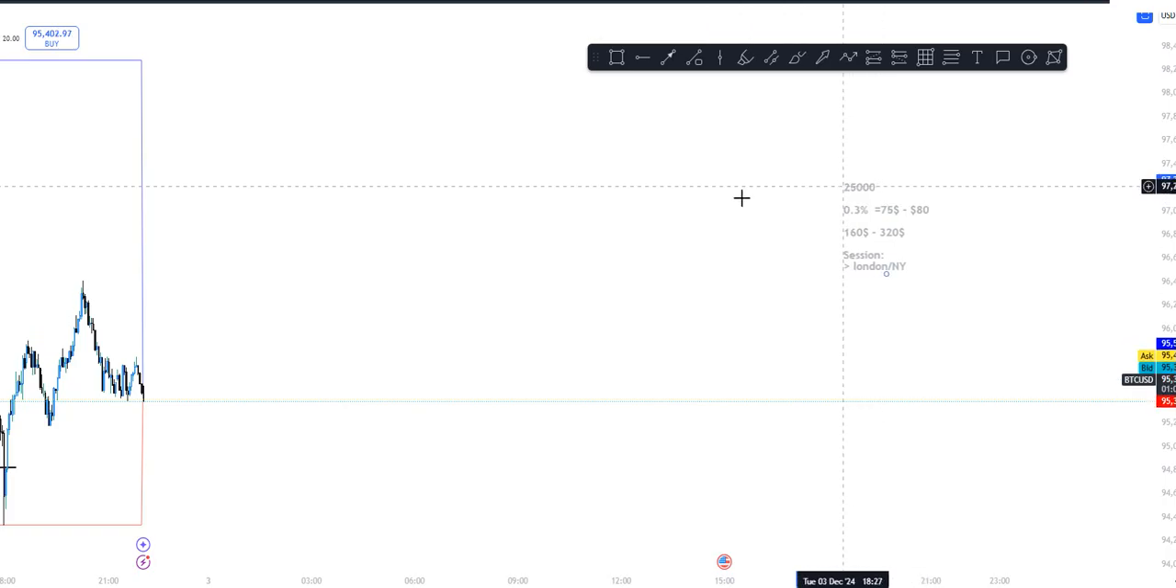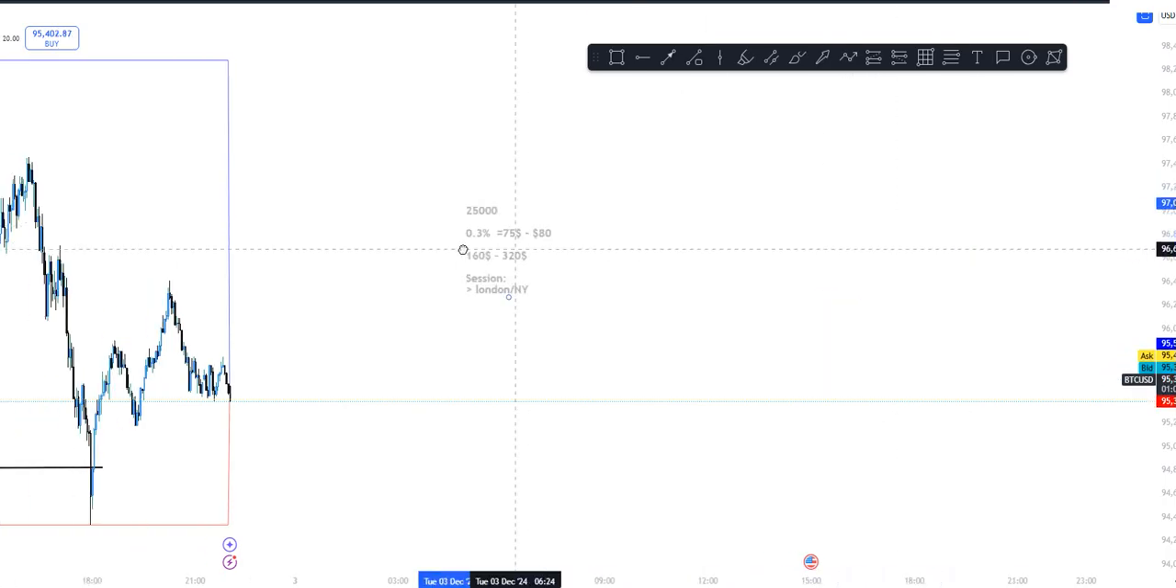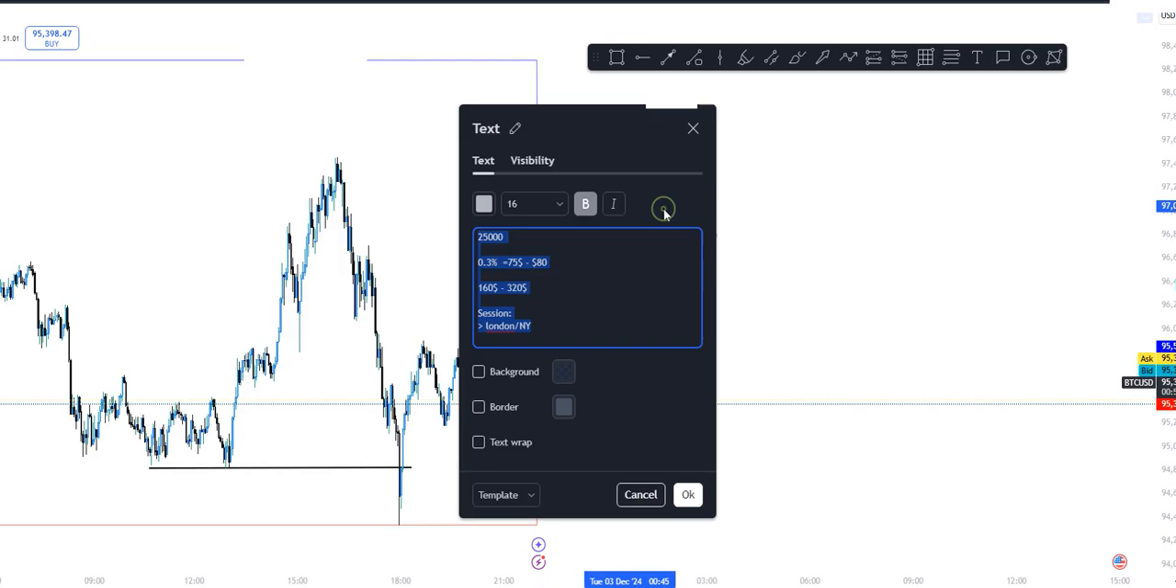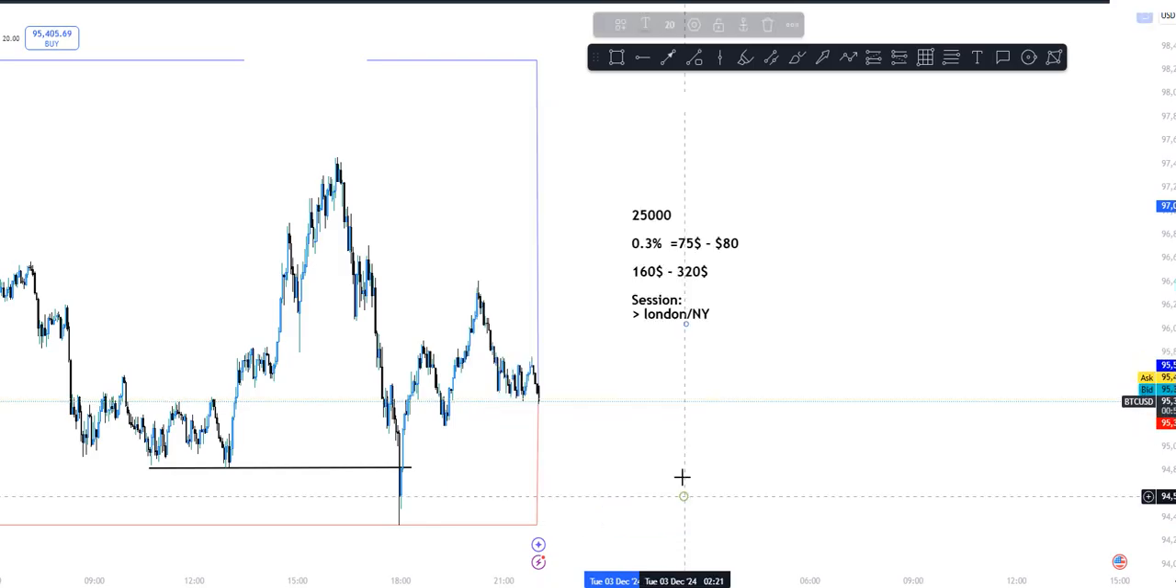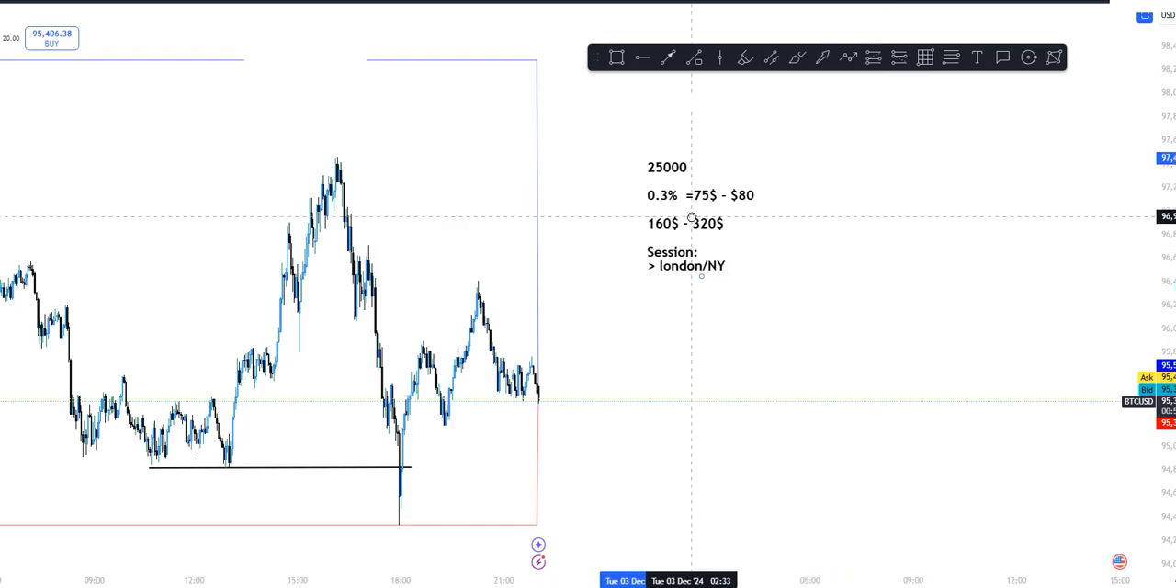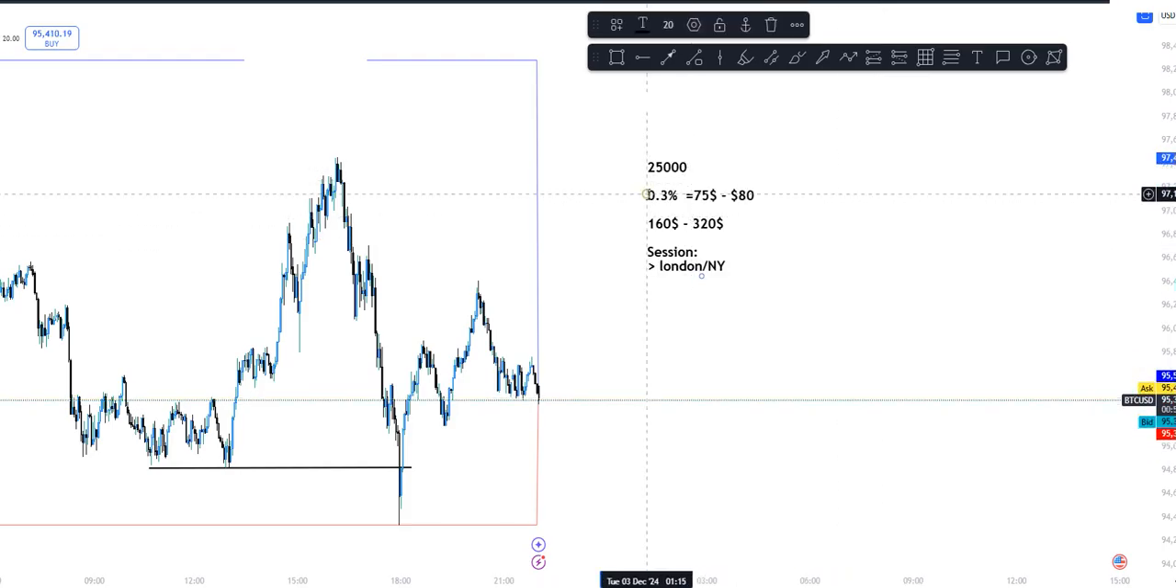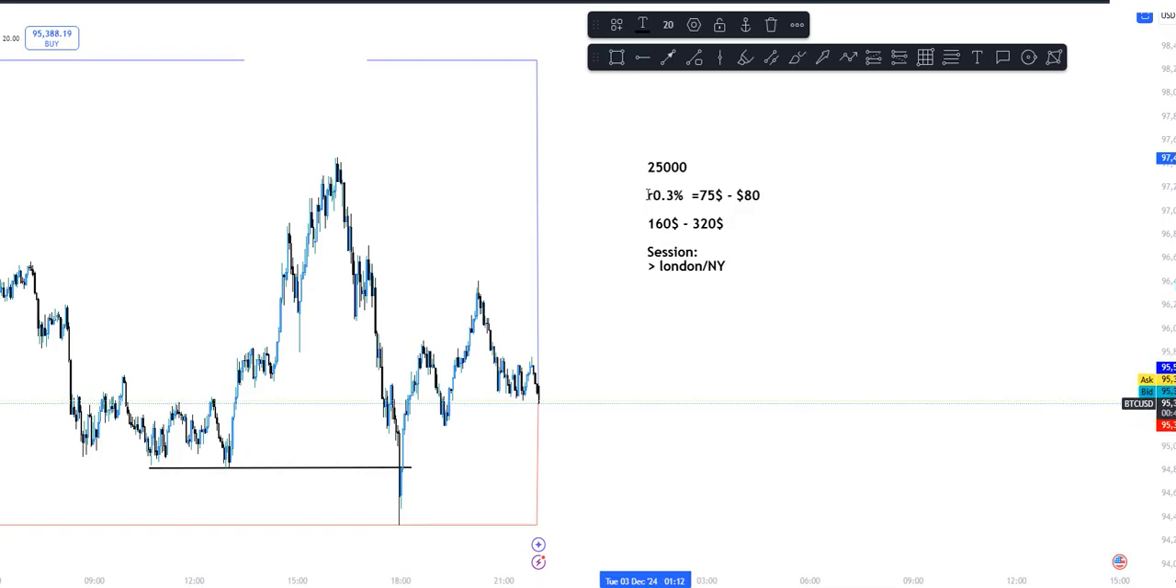Okay, now let's see a few trades I've entered. Let me click on that, change this color. Here we go. So this is what we got. Risk, profit.